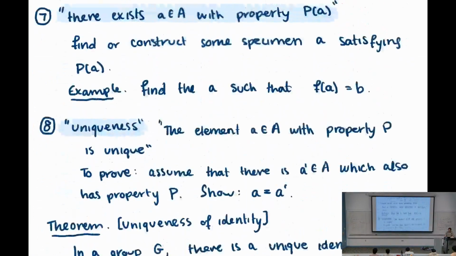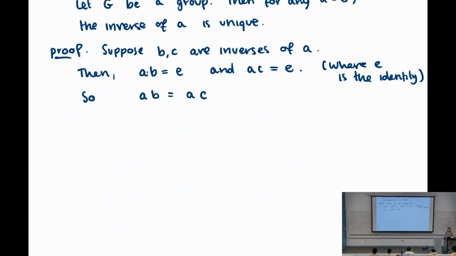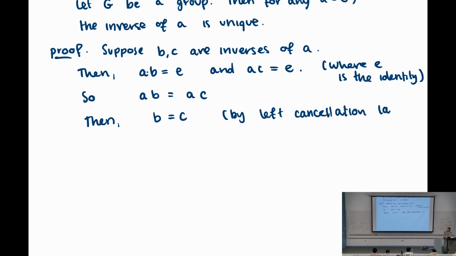So we'll apply that cancellation law. Then we can conclude that B is equal to C by the left cancellation law. Okay, so that completes that proof.